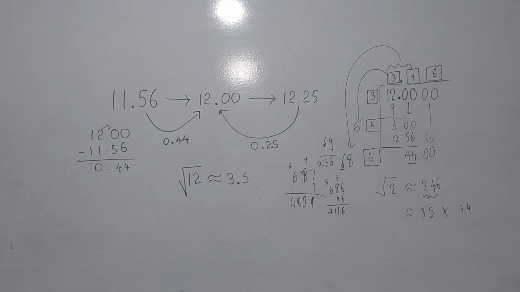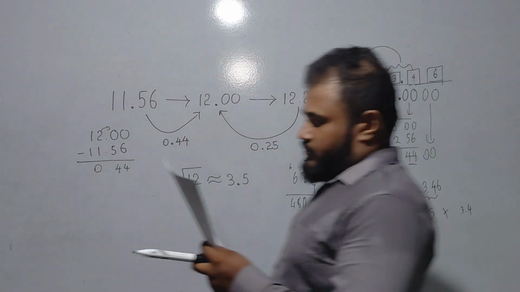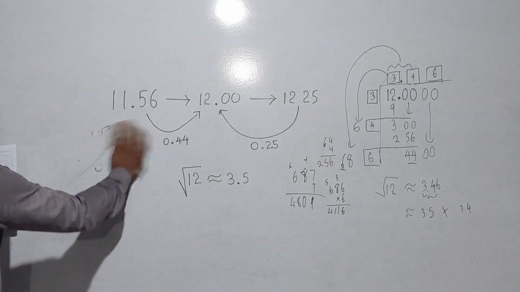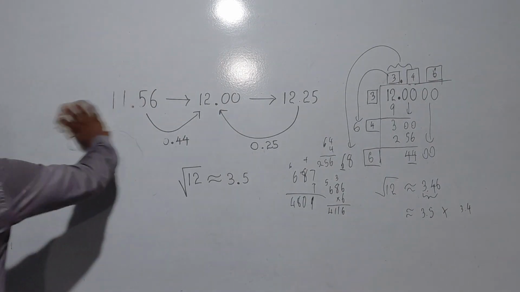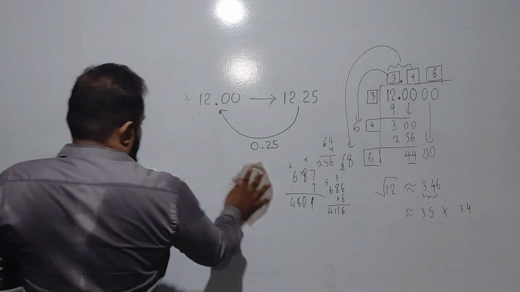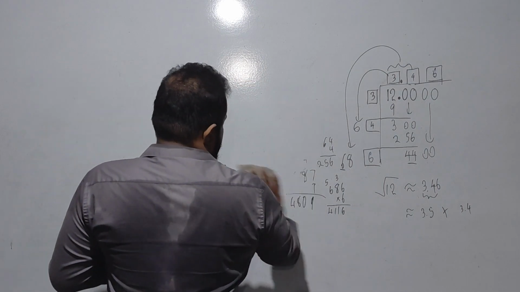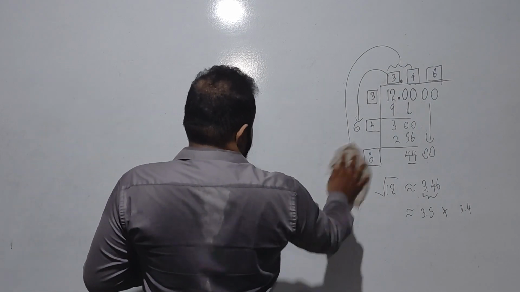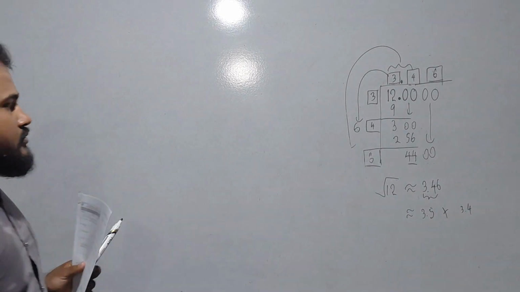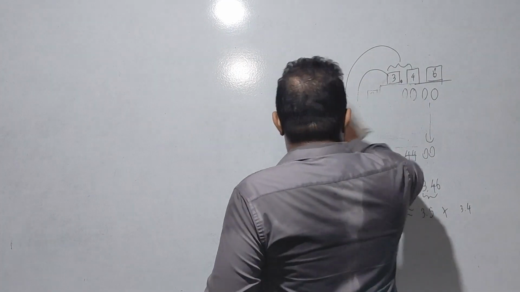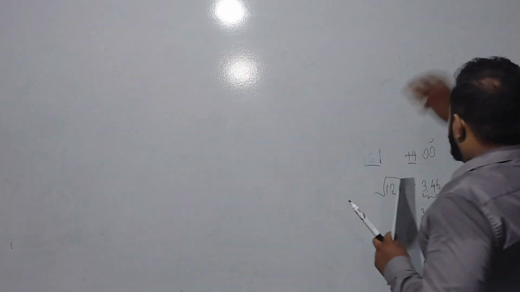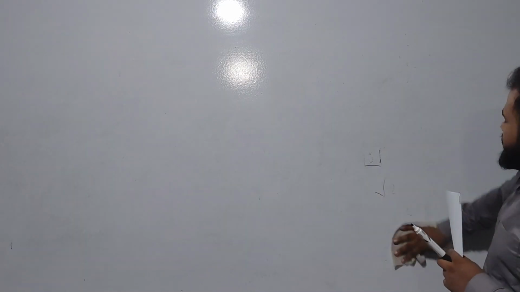Okay, question number 2. Expand and simplify. What is the meaning of expand? You have to break one bracket and write the values in front of the other brackets. You can pause and write the answers.